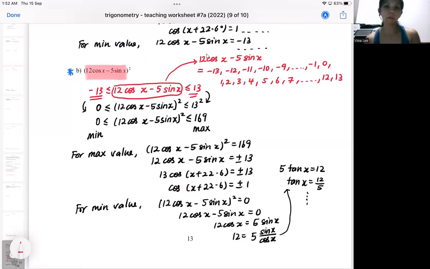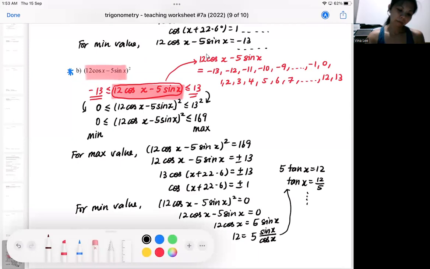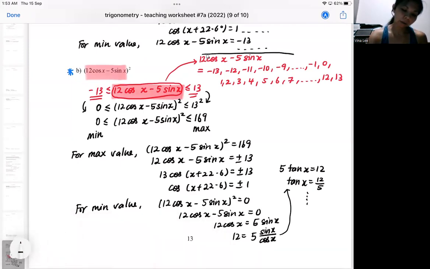So when you say that this function is between minus 13 and 13, that means it can stretch all the way from minus 13, minus 12, minus 11. So all these are the possible values that you can square. Okay, so we are going to explore the squaring. So I'm going to square all these numbers.